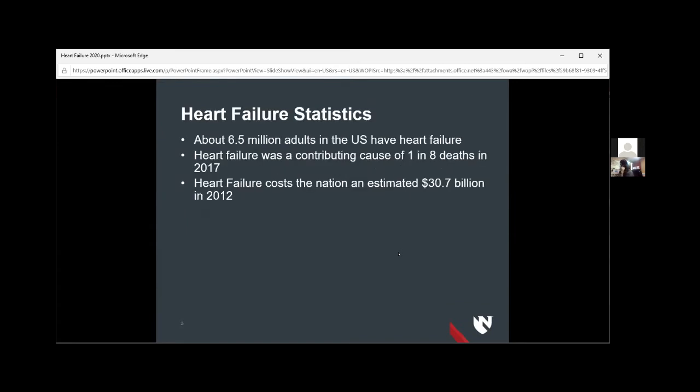So just a little bit of stats. About 6.5 million adults have heart failure. Heart failure was a contributing cause of 1 in 8 deaths in 2017. And in 2012, it cost the United States $30.7 billion. And that's in healthcare costs, hospitalizations, lost wages, and even caregivers having to quit working to help take care of loved ones.